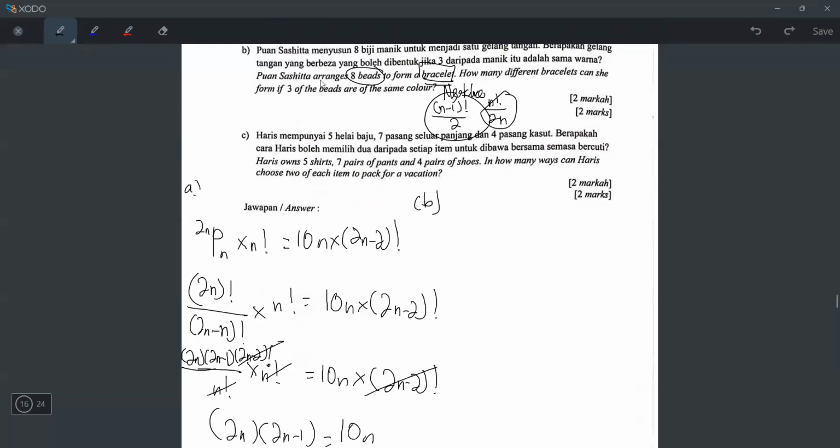So now come back here. So he arranged 8 beads. So the number of ways will be 8 minus 1 factorial, but divide by 2 because it's a bracelet. So just remember, whenever you see the word bracelet or necklace, you will use this formula.